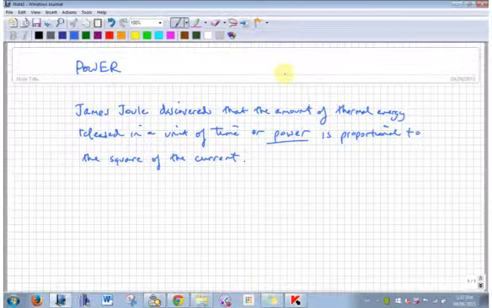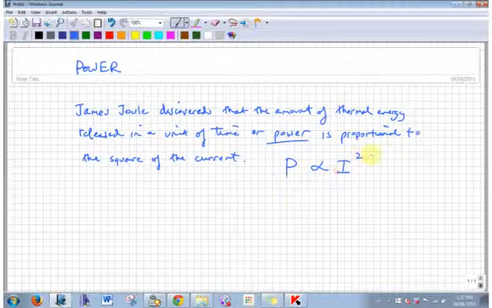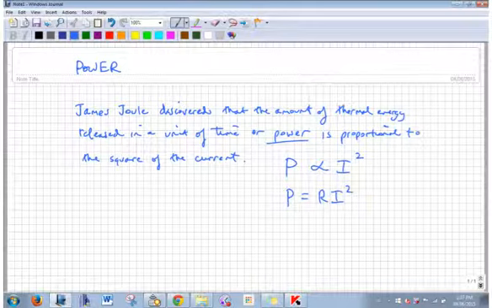Okay, so James Joule discovered, by experiment, that the amount of thermal energy released in a unit of time, or power, is proportional to the square of the current. So power is proportional to current squared. There's resistance involved, so I think that would be the formula he came up with.